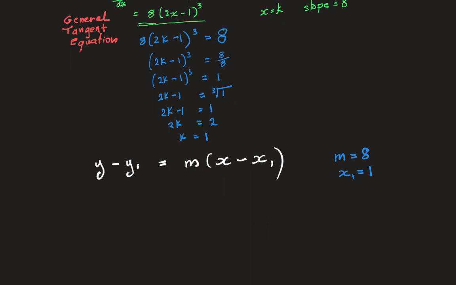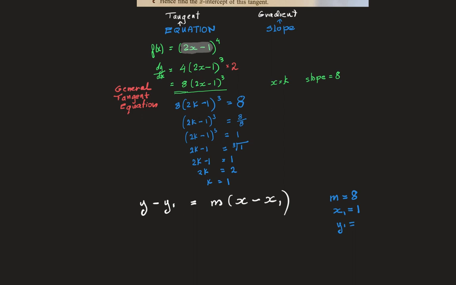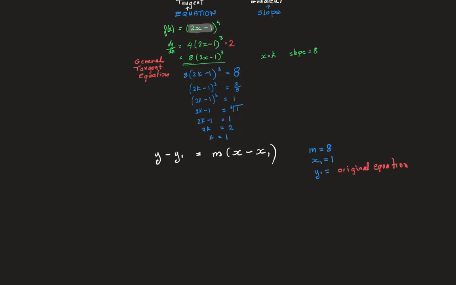So what we need to do is to find, what about y1? What is y1? Where do we find this from? There's only one equation which will give us this, and that's the original equation. So we need to look at the original equation, okay? Original equation. And insert x is equal to 1 into it.